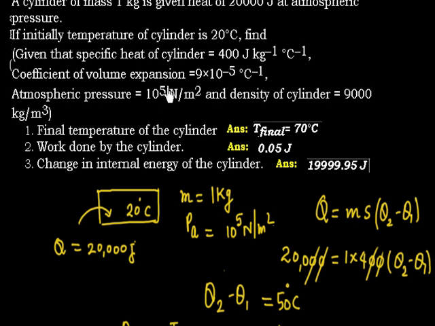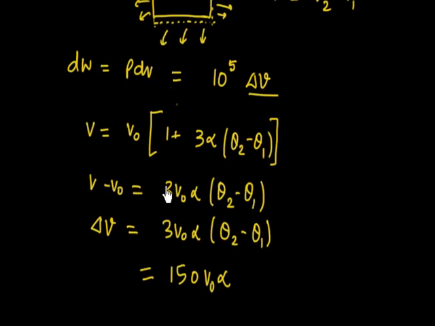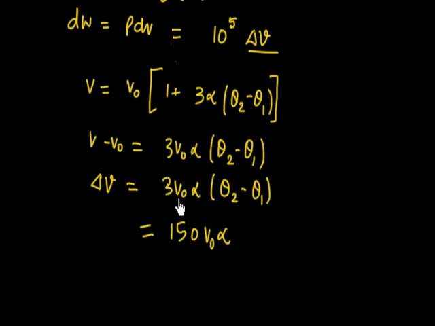Alpha is volume. So the coefficient of volume expansion is directly given to you. That is 3 alpha. So 3 alpha is the coefficient of volume expansion. This is not the linear expansion. This is 3 alpha, and 3 alpha is 9 into 10 to the power minus 5.